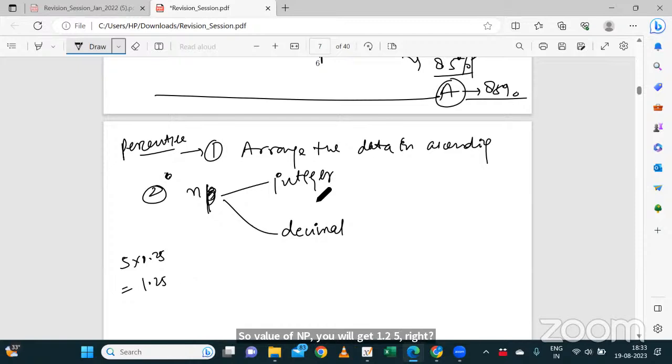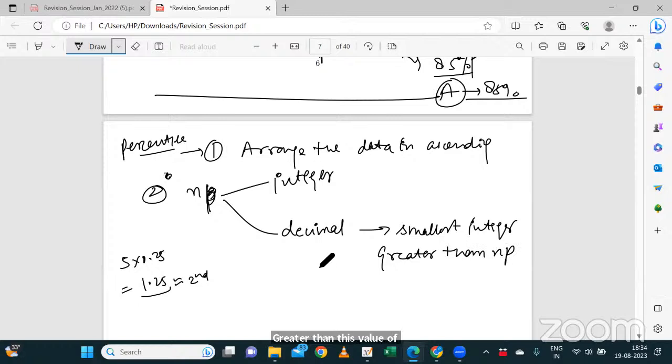Now, if your value of np is in decimal, then what will be your percentile value from your data set? If your value of np is in decimal, then take the next smallest integer greater than this value of np. Let's say you are getting 1.25. So that means the second observation, the next smallest integer greater than this value of np. See, greater than 1.25, 3 is also greater, right? Third observation, fourth observation. But we have to consider the next smallest integer which is greater than it. We will take that as the percentile.